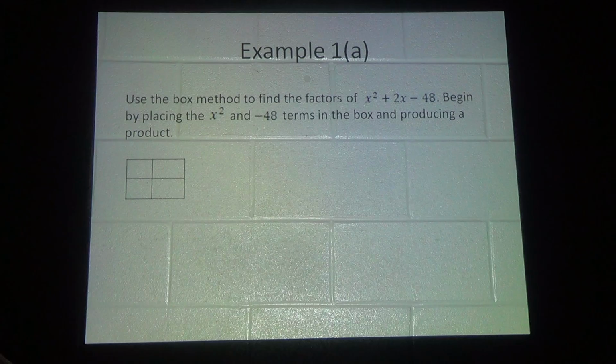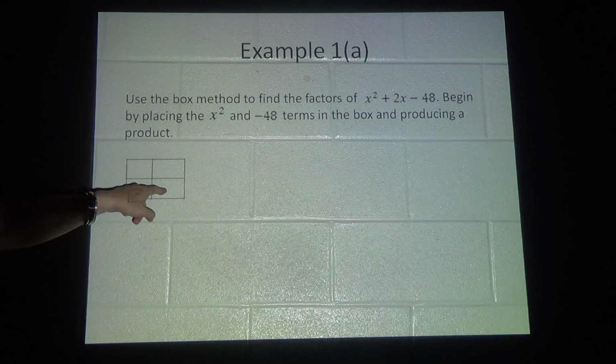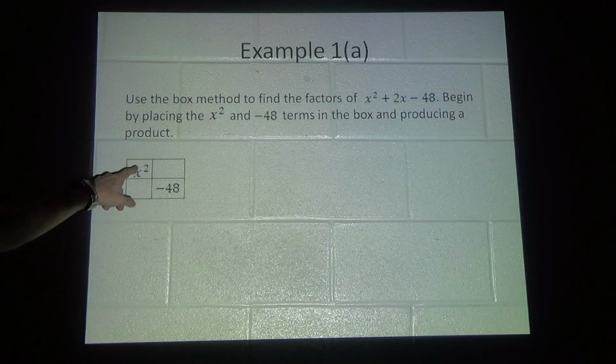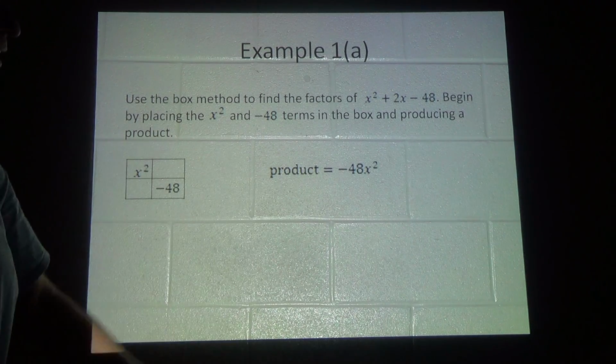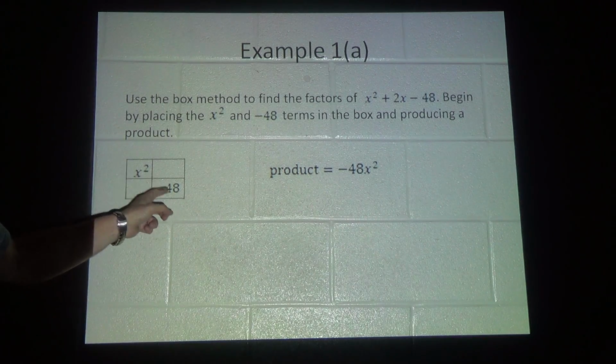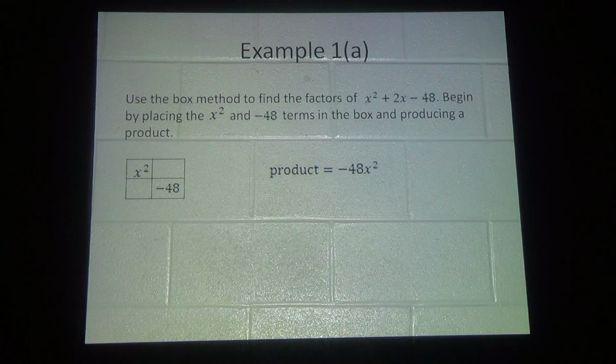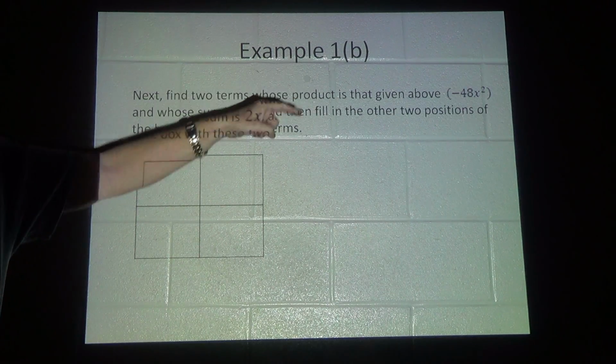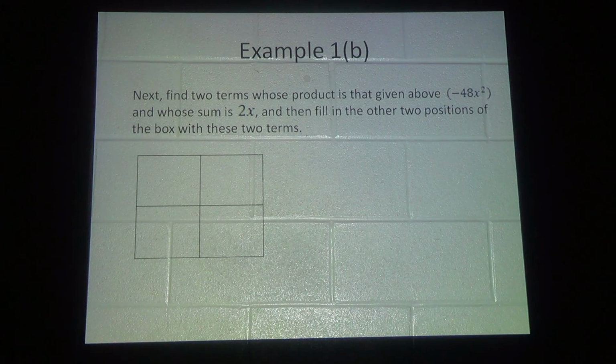Example 1a. What we're talking about here is we're going to use the box method to find the factors of x squared plus 2x minus 48. We begin by placing the x squared and the negative 48 terms in the box and producing a product, which means that we multiply these two together. So this gives us x squared and negative 48. The product that we get is negative 48x squared, because we just multiply these two together. That's the first part of this.